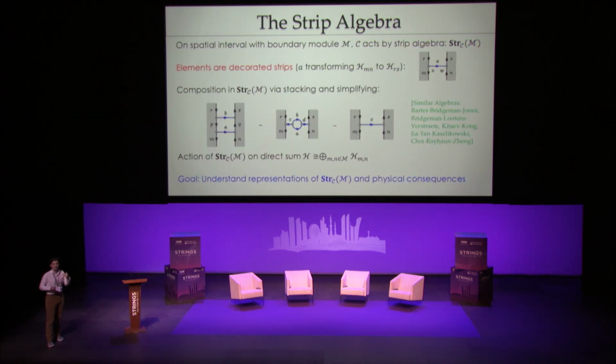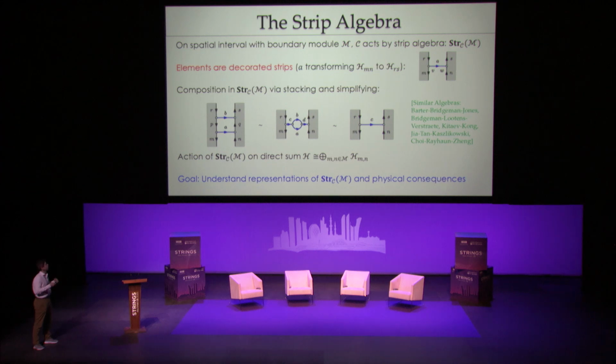Now, we'd like to understand the implications of symmetry, so we want to know how does the symmetry act on those superselection sectors. And it acts by something that I will call the strip algebra. This is the analog of the tube algebra. Okay, so what's the strip algebra? The elements are decorated strips. Okay? So here's such a strip. So you have a superselection sector, HMN, and you should think that A acts, and it transforms this superselection sector, HMN, into HRS. And there's some data at the junctions that I am suppressing.